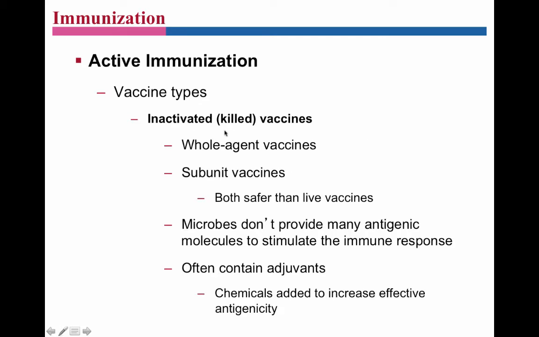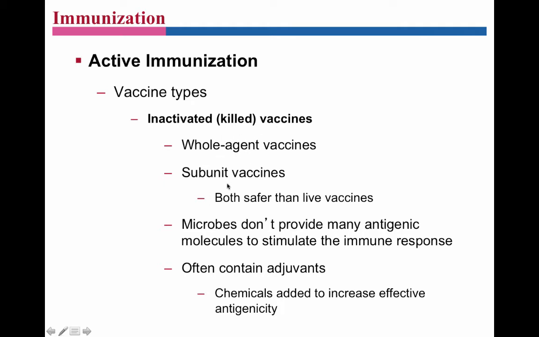In some cases, we feel like it's too dangerous. The pathogen is just too risky. We can't take the risk of a mild infection. In that case, we want to do something different. We want to weaken it further, to the point that we kill it. In that case, we call this an inactivated or killed vaccine.